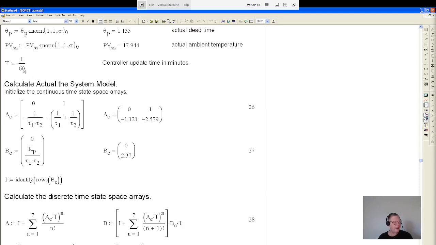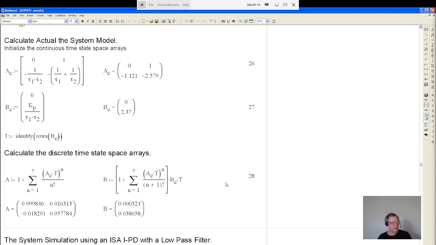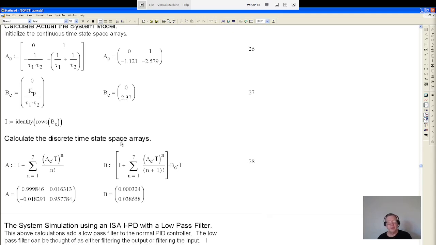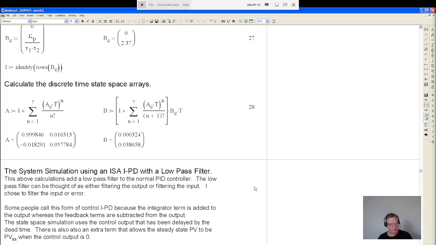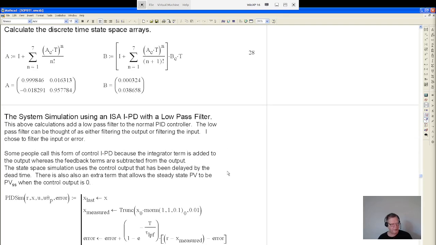Okay, so now this is my update time, and 1/60th of a minute is a second. I have the continuous time arrays for the transition and input coupling arrays. I have to convert those to the digital domain. If you have MATLAB, it will do this for you. MathCAD does not have that feature, so I have to do it myself.